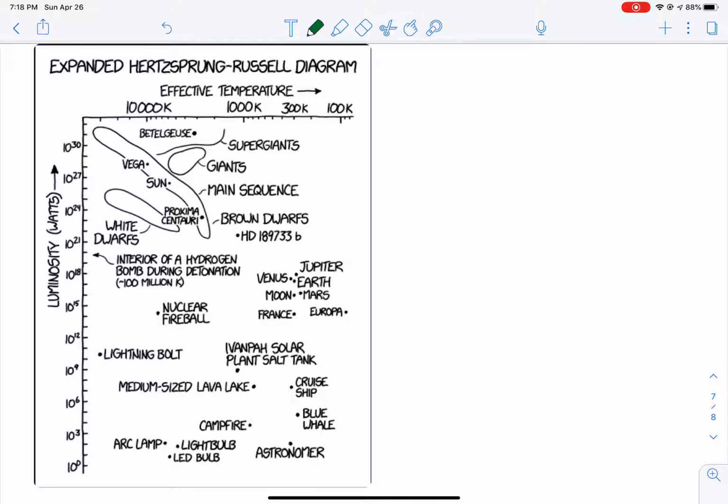Hello all. Today we're going to be looking at the life and death of stars. We're going to be talking about how stars die, what happens when they die, what determines how they will die, and such like that.